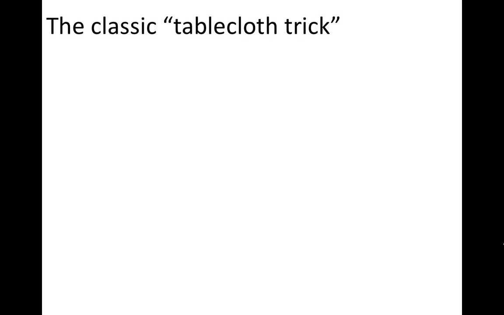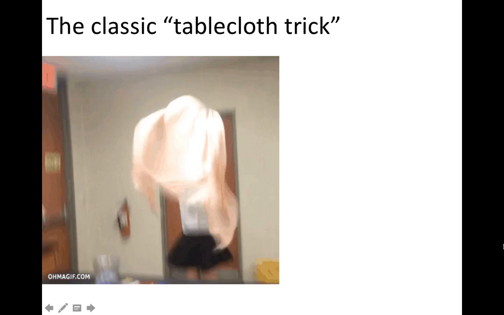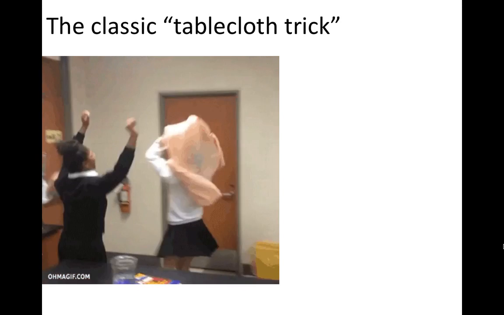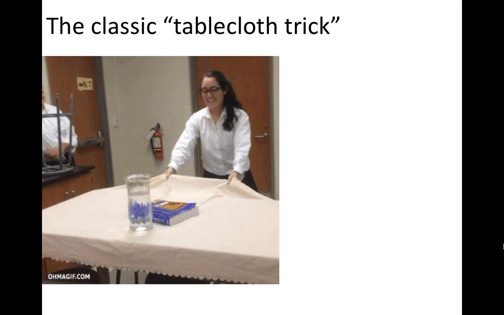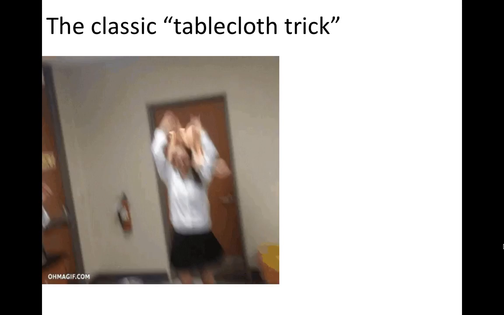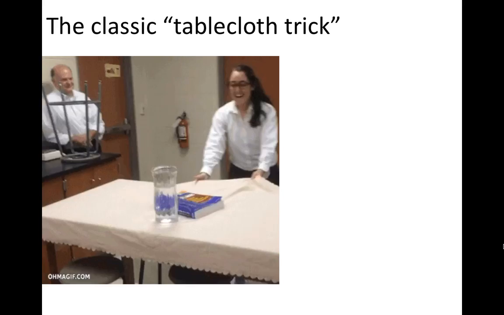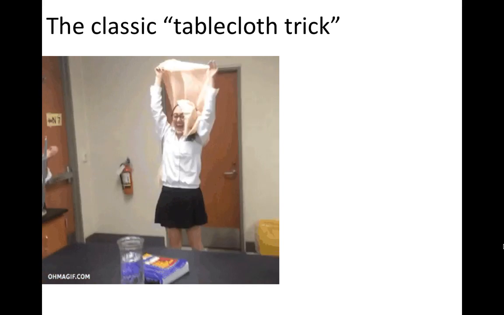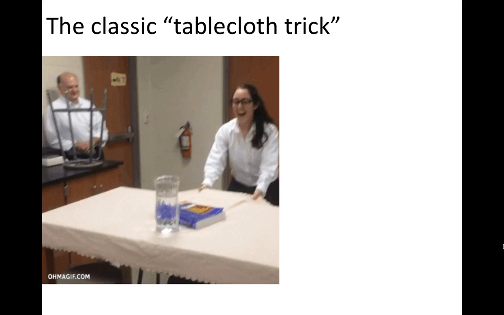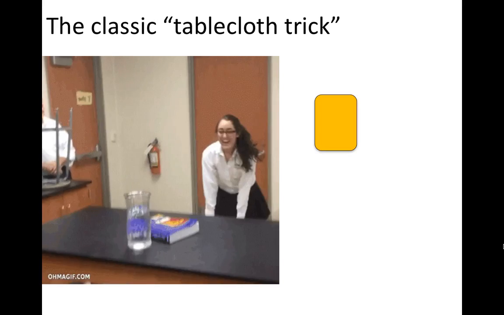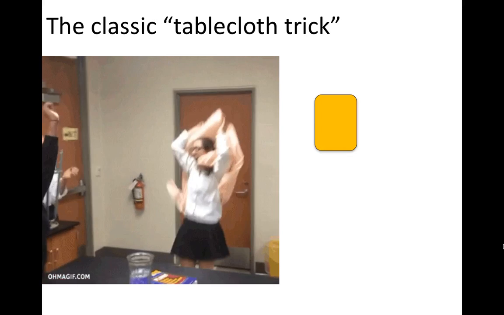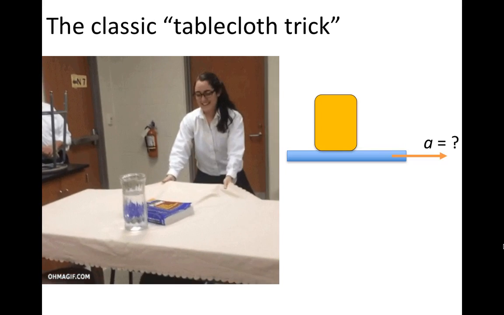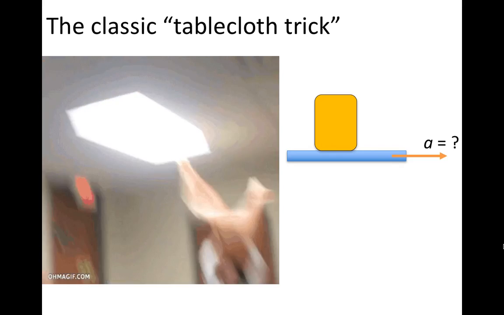Okay, to wrap up the lecture, I want to show you a demonstration that everybody's seen. It's the classic tablecloth trick. You've got some things on top of a tablecloth, on top of a table, and if you pull the tablecloth hard enough, it accelerates fast enough so that the things on the table, which have inertia and don't want to move, just simply fall straight down and aren't sent flying everywhere. So the idea is she needs to pull it fast enough so that it accelerates. Well, here's the things on top of the tablecloth, and here's the tablecloth. How fast does she need to accelerate it?